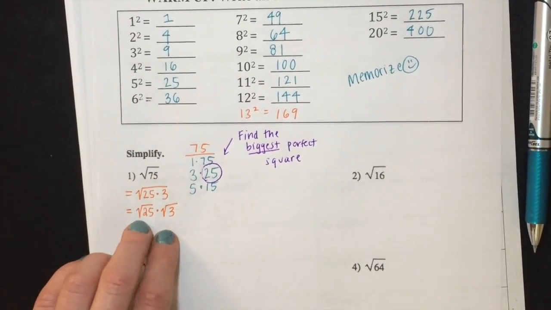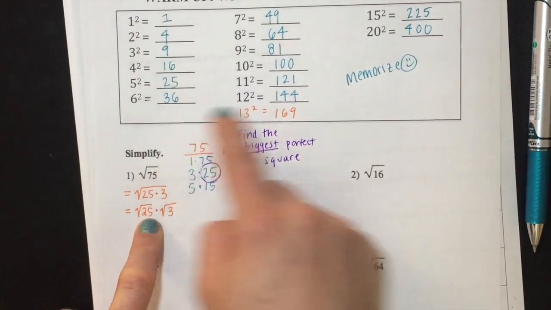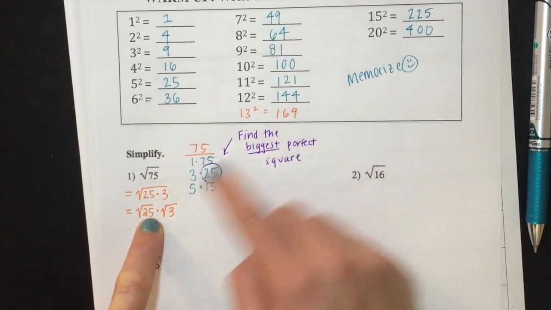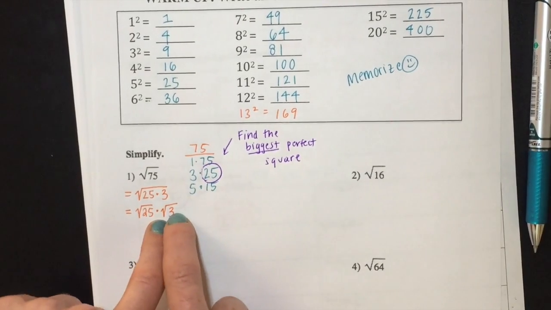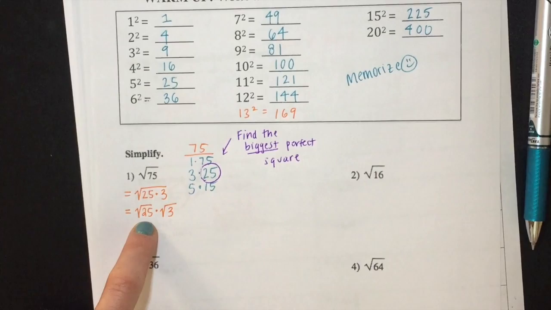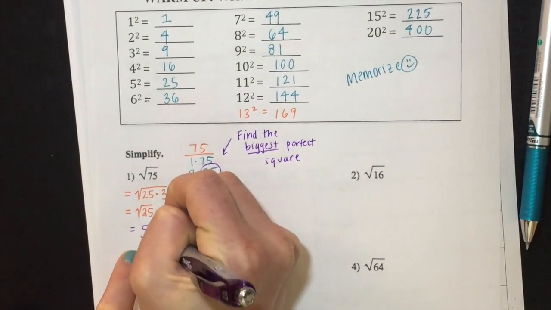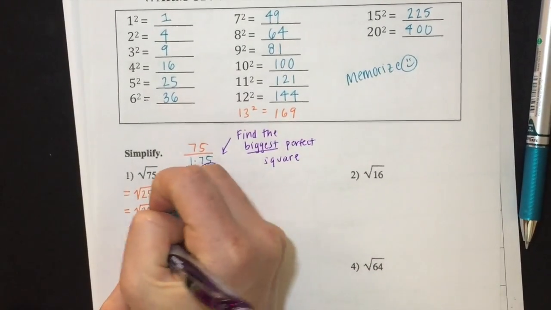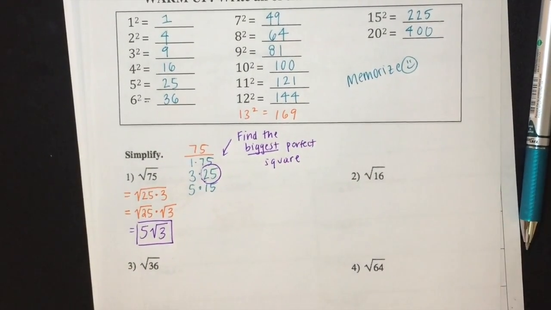Okay, now looking at these, which one can be simplified? Which one has a perfect square? 25 has a square root, it is 5. 3 does not have a square root. So what I do next is I simplify the perfect square that I can. For example, this becomes 5 square root 3. I can't simplify 3 anymore, so this is my answer. Ta-da!